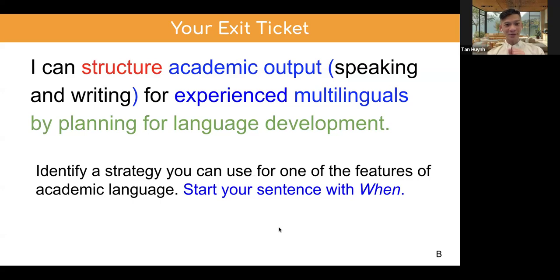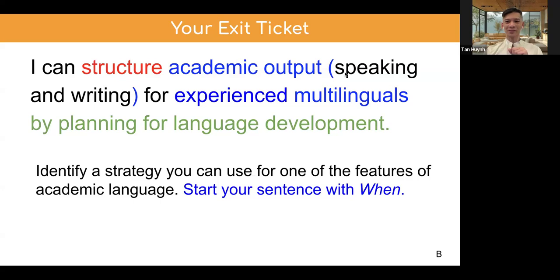As you type your responses, I would also want to share why we don't give sentence starters to experienced multilinguals. Newcomers, yes, give them sentence starters because they are developing language. But for experienced multilinguals, sentence starters can often be a barrier to their academic language development because they become dependent upon us to give them the sentence starters, and they just start filling in blanks. But when we teach them to start with specific words in their own sentence, like the word "when," ooh, they start thinking about the connections between ideas.